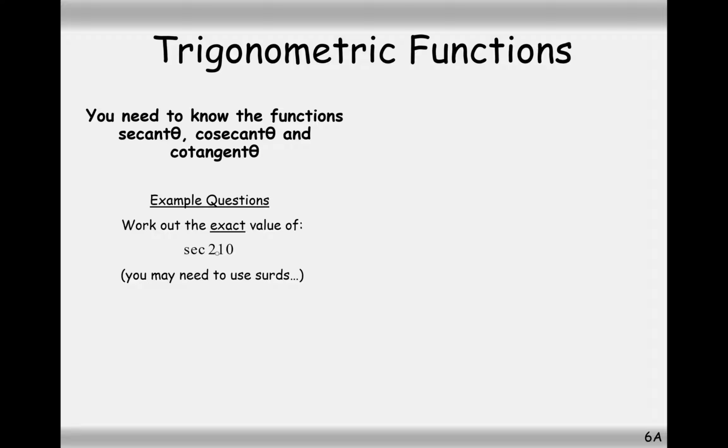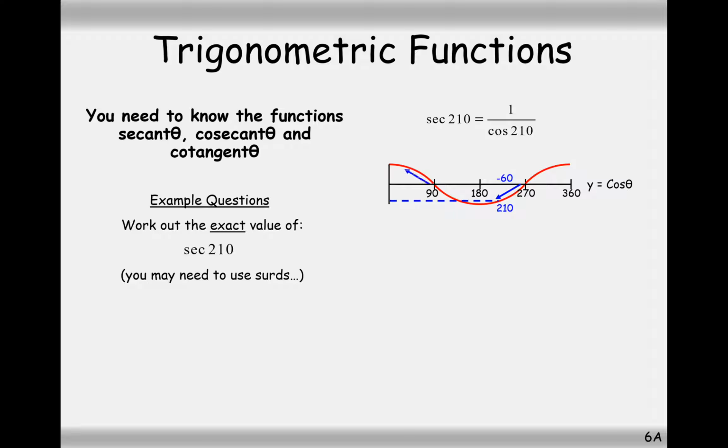Now work out the exact value of sec 210. So let's think about what 210 would be on the cos graph. 210 would be down here. So it would be up from 90 degrees by 60 degrees if we use rotational symmetry around this 90 degree point. It'd be this point here rotated round. So it'd be the same as the negative of cos 30 degrees. Cos 30 degrees is root 3 over 2. So it's going to be 1 over minus root 3 over 2.